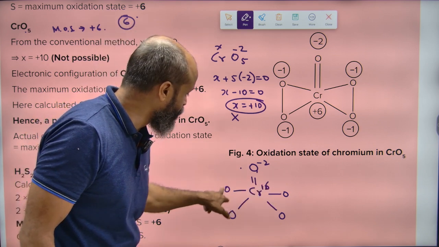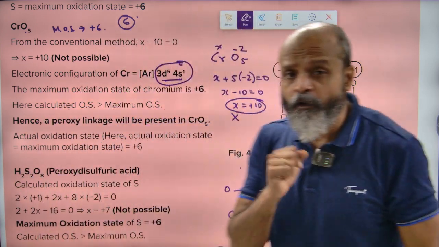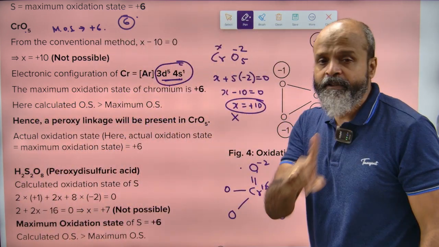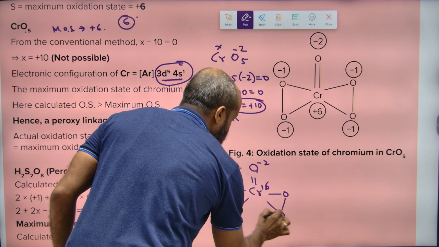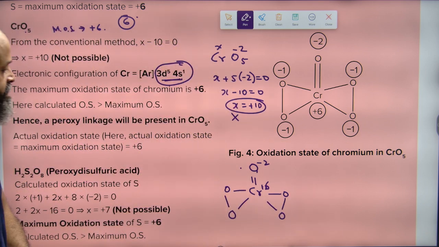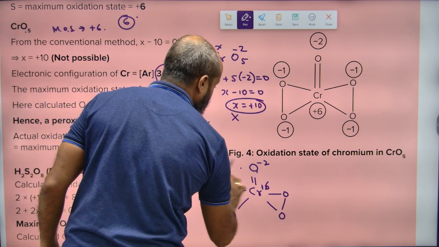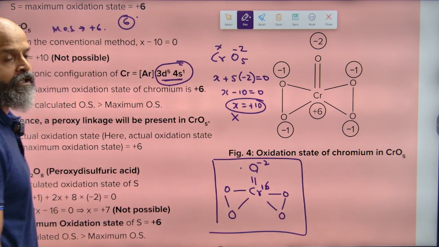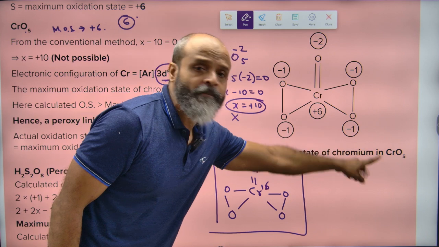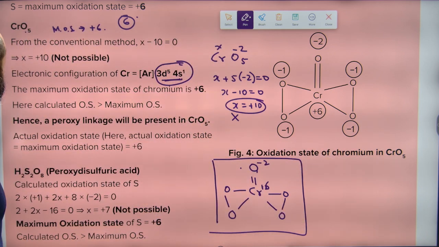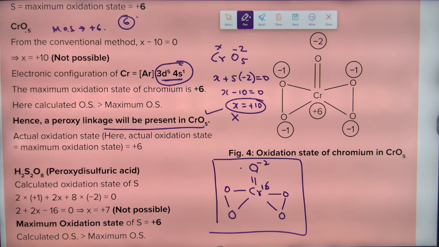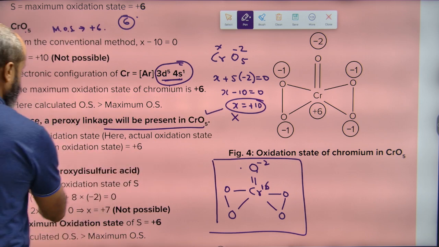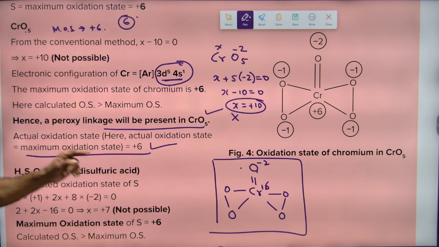Now we will have to look at this oxygen. Oxygen's octet is not getting complete with a single covalent bond. So what will it form? It will form peroxy linkages. These are basically peroxy linkages. This is how the structure of CrO5 will look like, and hence a peroxy linkage will be present in CrO5. The actual oxidation state here is the maximum oxidation state, which is +6.